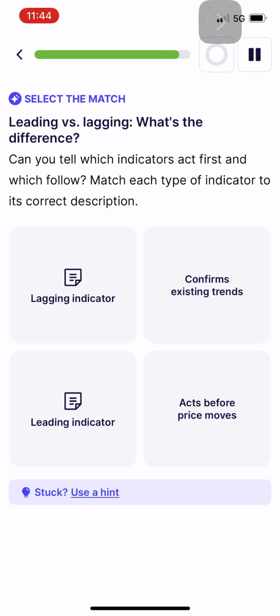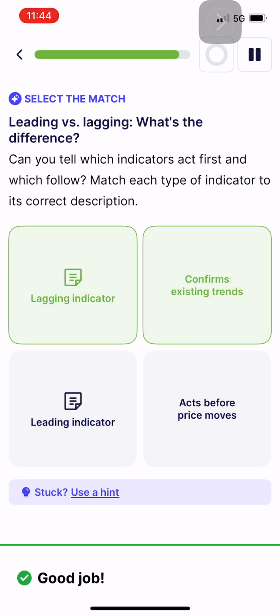Leading versus lagging. What's the difference? Can you tell which indicators act first and which follow? Match each type of indicator to its correct description.